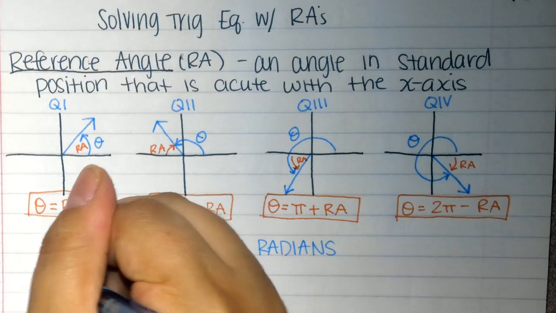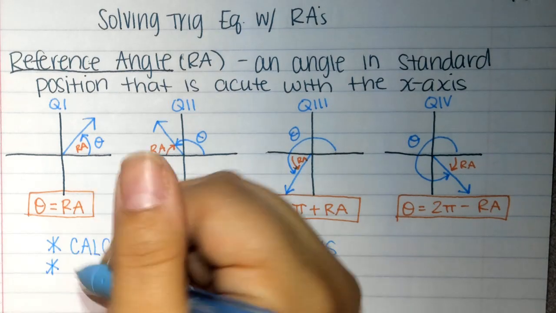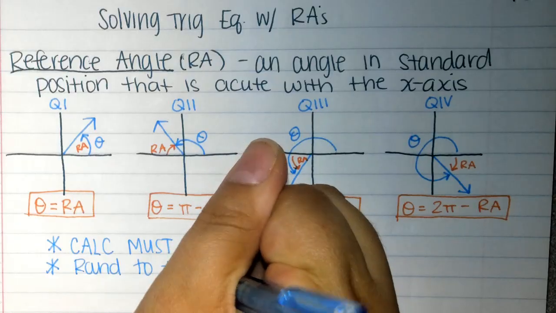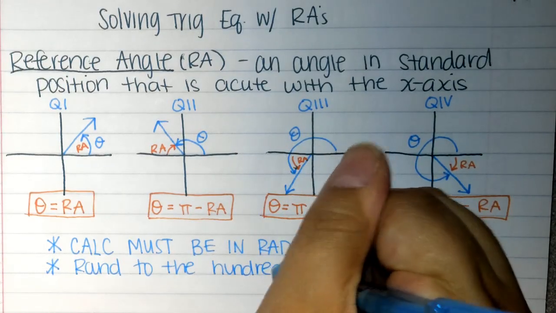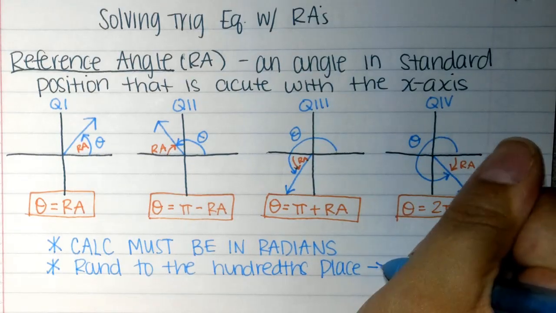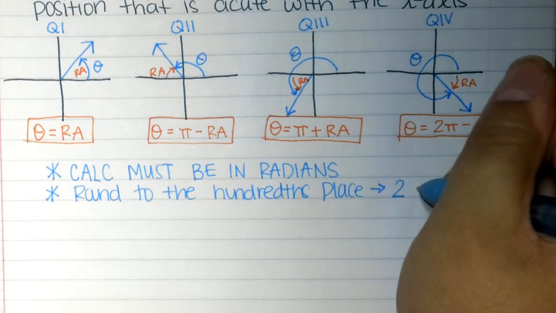The other thing is, most of your answers are going to be decimals, and I would like you to round to the 100th place. What does that mean? 2 decimals. 2 places after the decimals.